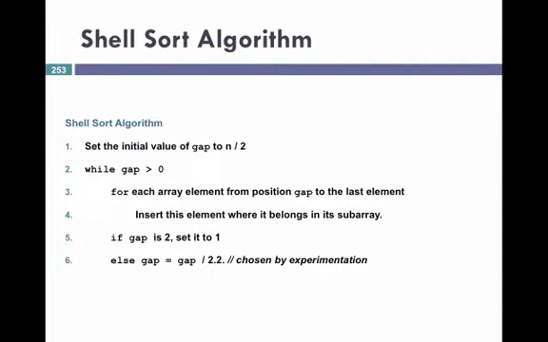So here's the shell sort algorithm. We set the initial value of gap to be n over 2. And while the gap's greater than 0, for each array element from position gap to the last element, we insert this element where it belongs. And if gap is 2, we set it to 1. Otherwise, we set the gap equal to gap divided by 2.2. And that just experimentally was shown to be a good choice.